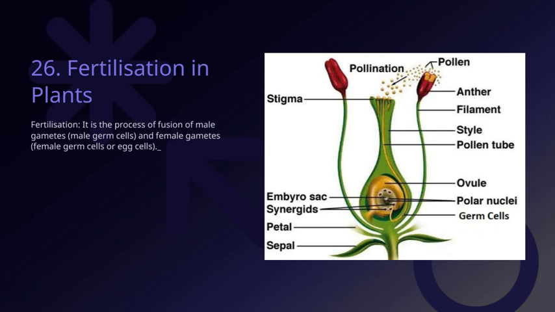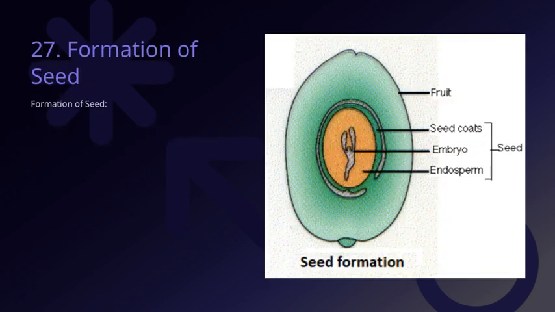Remember, the fusion of these gametes is what kickstarts the cycle of growth and reproduction in plants. Now, let's take a closer look at the formation of a seed. This process is truly fascinating because it represents the beginning of a new plant's life cycle. Essentially, it all starts with the fertilization of the ovule, where pollen meets the ovule inside the flower.